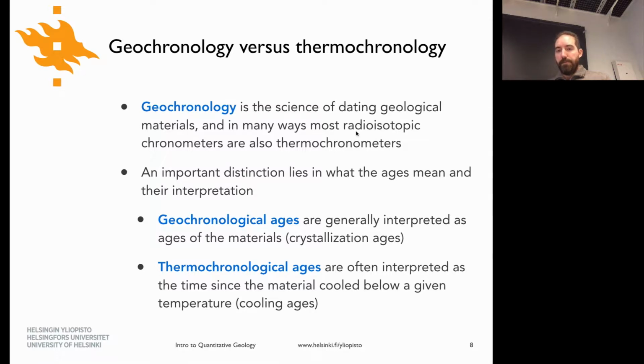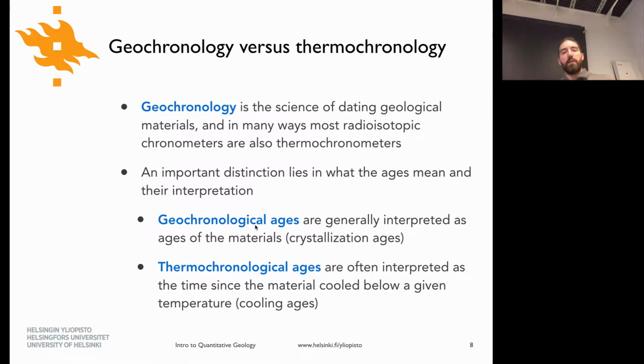One of the most common ways in which we can date geological materials is to use some kind of radioactive isotope that is produced by the decay of some parent, and the accumulation of the daughter isotope allows you to measure the age if you know how frequently the decay happens. So basically, that's the idea behind geochronology.